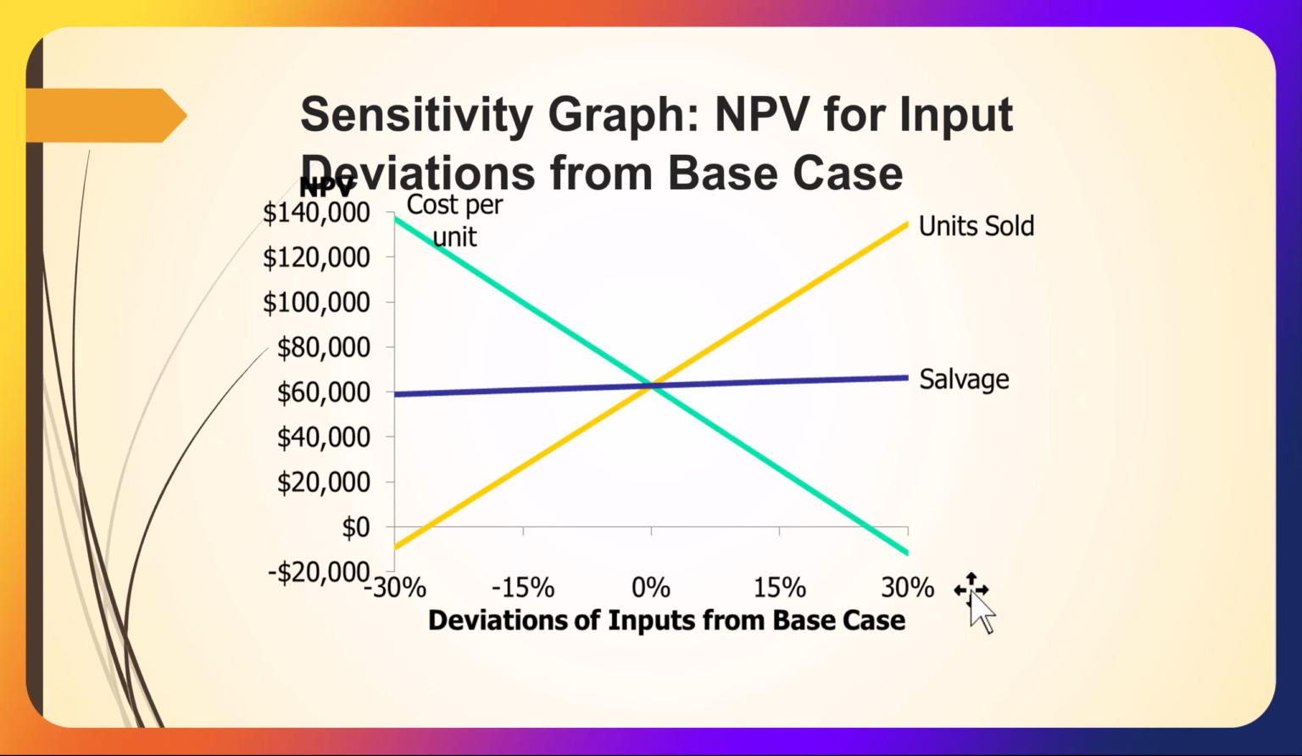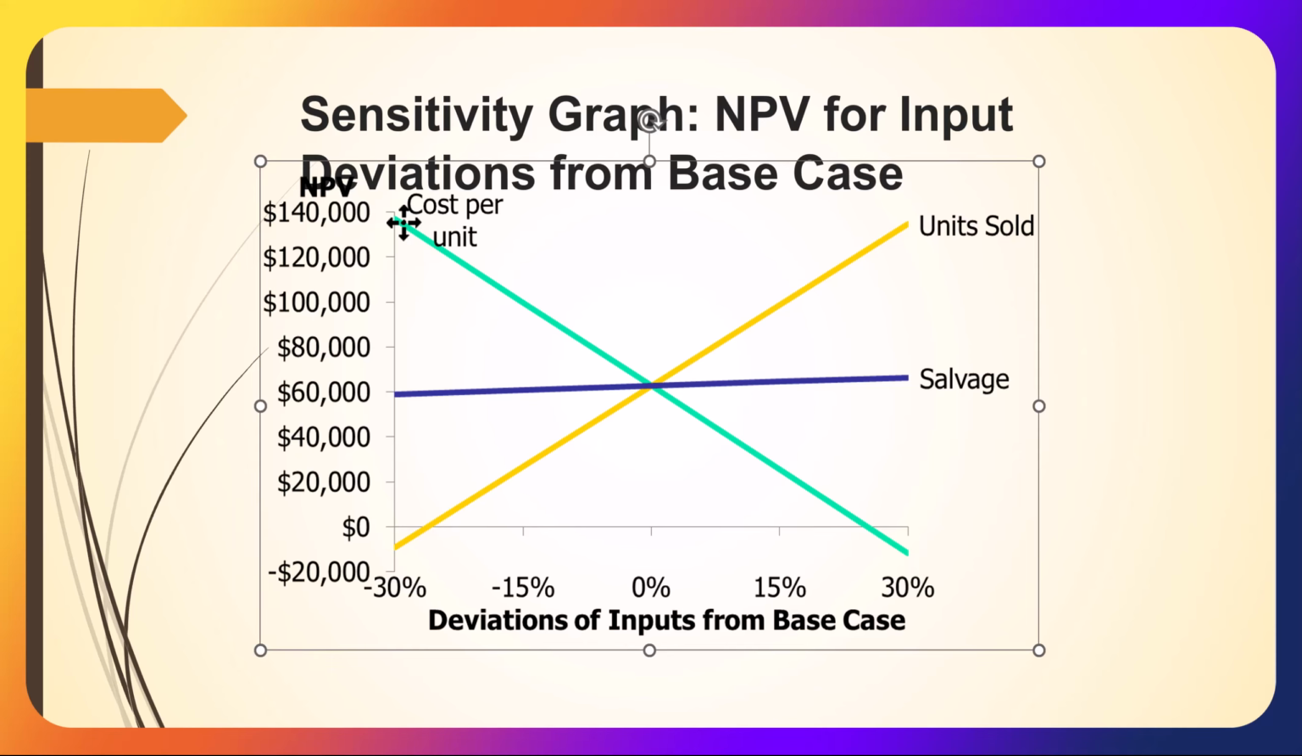Here is the units sold. Obviously, as we sell more units, the value goes up, and we can look at the slope of this line. It is fairly steep. That means it's pretty important. Likewise with cost per unit. If costs go up, we know revenues go down, we should have a negative slope. And again, we have negative, and again, it's pretty steep. But with salvage, we see there's very little change.